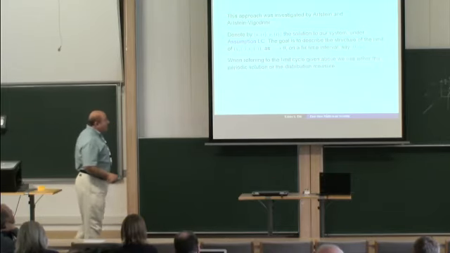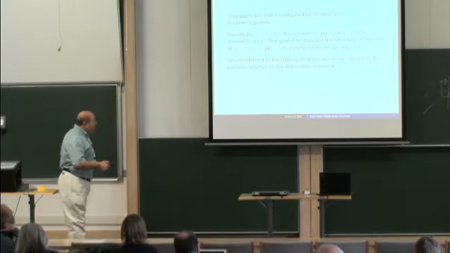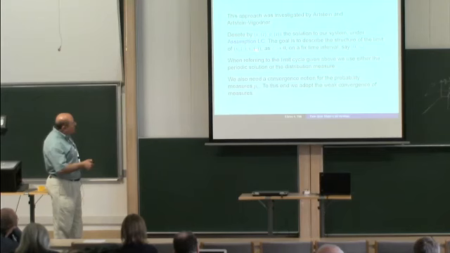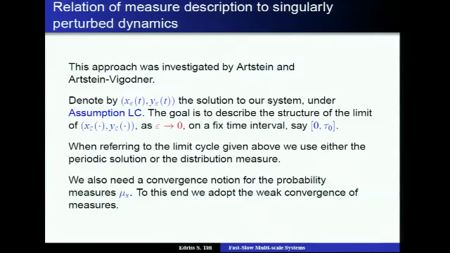So when referring to the limit cycle given above, we can use either description. Also, because my point is to see what happens as x epsilon and y epsilon go to 0, I need the notion of convergence of measures, and this will become clear in a minute.